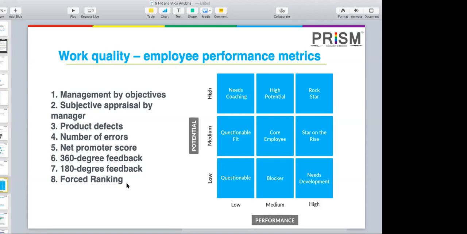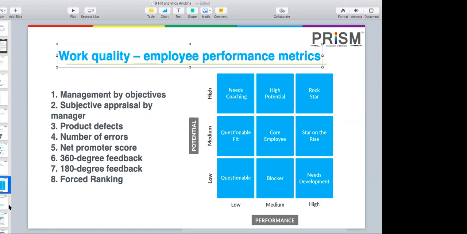We have then something called 360-degree and 180-degree. So 180-degree feedback is a simpler version of the 360-degree feedback tool. In a 180-degree feedback system, only the employee's direct colleagues and the manager provide the feedback. So the system is often used for workers who do not manage people and who do not have direct customer contact. Whereas in 360-degree, your peers, your managers, your subordinates, and your customers give the feedback.